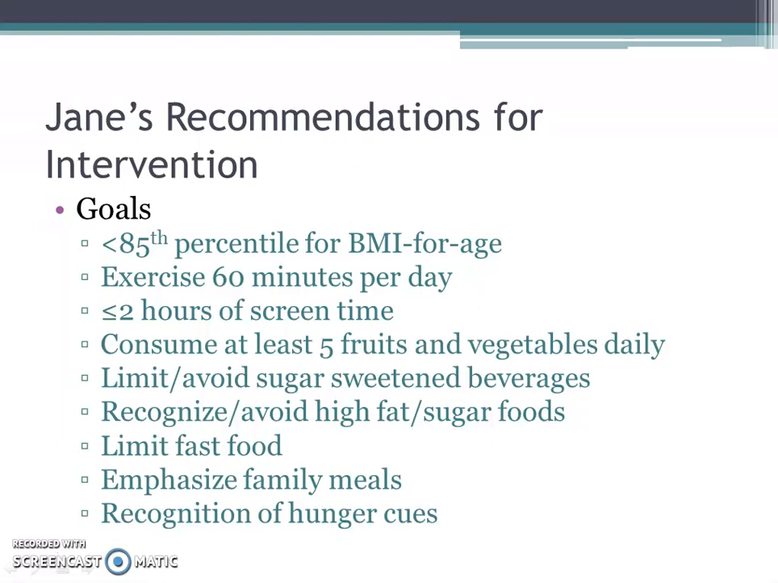hunger cues. Perhaps the most important and overarching goal would be to lower her BMI to less than the 85th percentile. This drop in BMI would substantially lower her risk for future development of chronic diseases. But it is really important to note that choosing only 1 or 2 of these goals at each session, or until Jane feels comfortable, is very important.